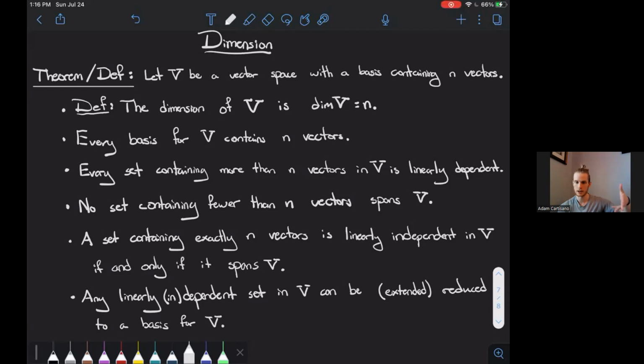Okay, so that's linear independence or linear dependence. And sort of the opposite notion to that is span. No set of fewer than n vectors spans all of V. If you don't have all n vectors, then you don't span the entire vector space. There's just not enough vectors. And the contrapositive of that says that every spanning set contains at least n vectors. If you're going to span the whole vector space V, you need at least n vectors to do it. Fewer will not suffice.